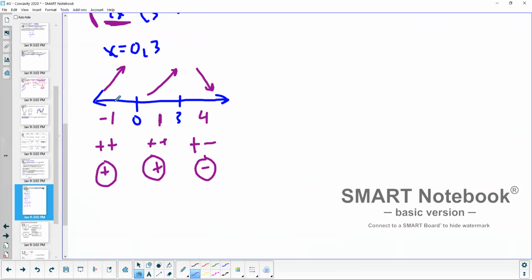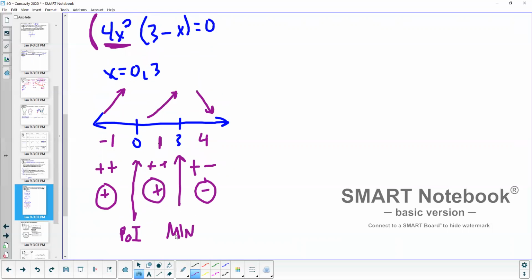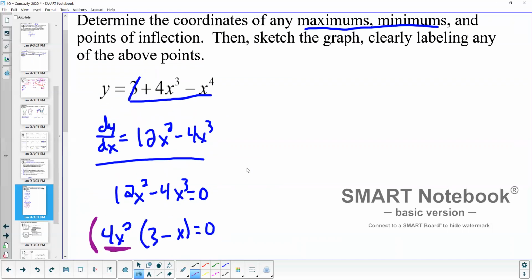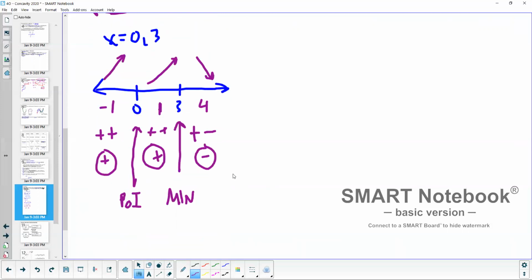And so what does that tell me is happening at x equals 0 and x equals 3? Well, at x equals 0, it looks like it's increasing, flattening out, but then continuing to increase. So what does that tell me about this particular value? That's going to be one of those points of inflection. And then at x equals 3, it's increasing followed by decreasing. So I know this is going to be a minimum. Now, before we sketch, we want to do a little bit more. Again, feel free to pause the video if you need to take a look at that.